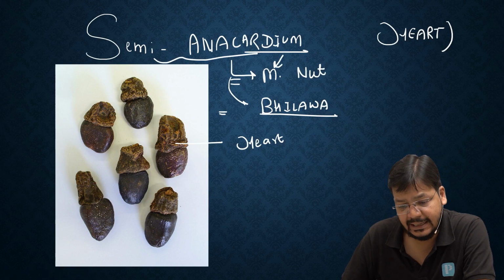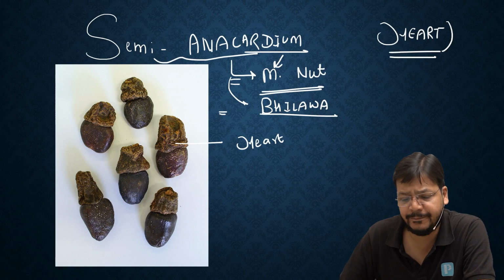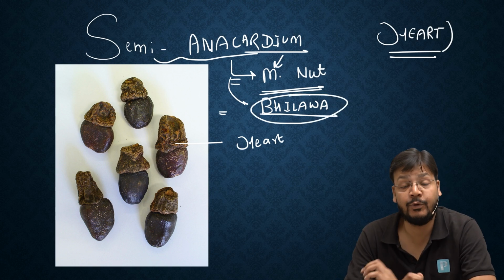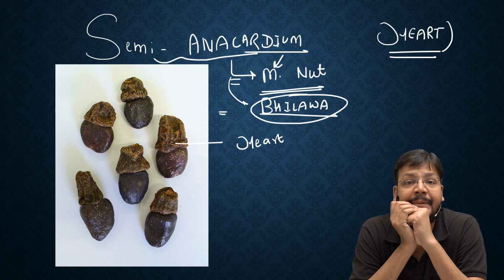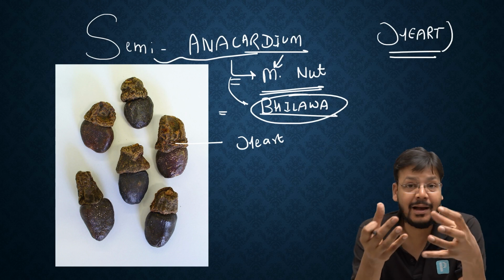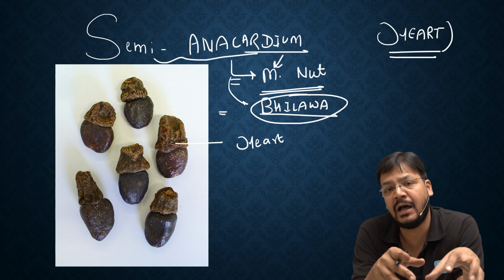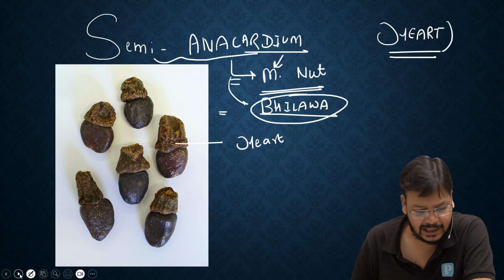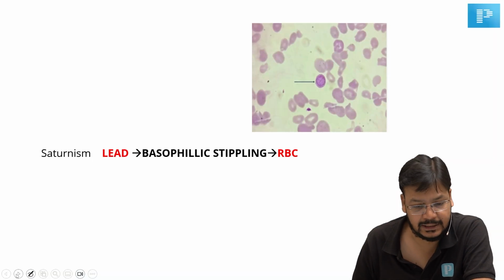Semecarpus, that is the marking nut. Heart-shaped seed, Bhilawa or semecarpol are the active principle. You can see the heart-shaped seed, Semecarpus anacardium. Cardium is heart-shaped seed, Bhilawa, very, very important, Semecarpus anacardium. Bhilawa nut oil or semecarpol are the active principle.